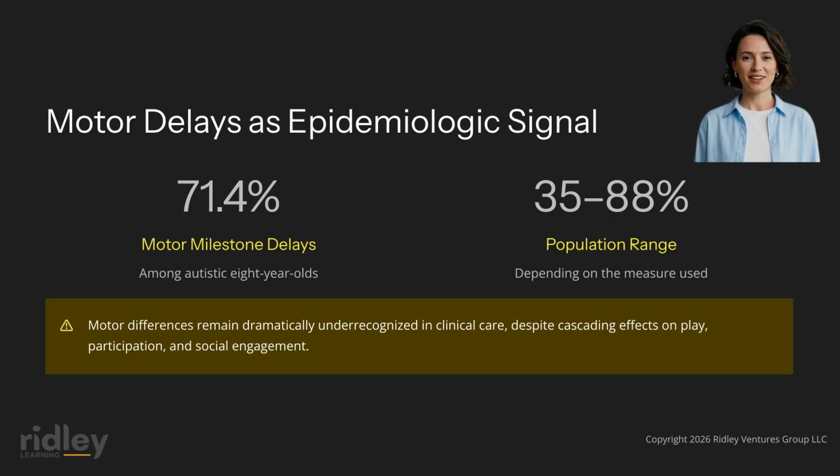Before we leave epidemiology, let's highlight motor milestone delays as a prevalent epidemiologic signal in autism. Pekoski and colleagues' 2025 AD-DDM linked analysis of 32,850 autistic 8-year-olds found that 71.4% met criteria for motor milestone delays. Population-level estimates range from 35 to 88% depending on the measure, with cascading effects on play, participation, and social engagement that remain dramatically under-recognized in clinical care. We'll examine motor differences, their clinical assessment, and evidence-based intervention in detail when we reach Module 4.